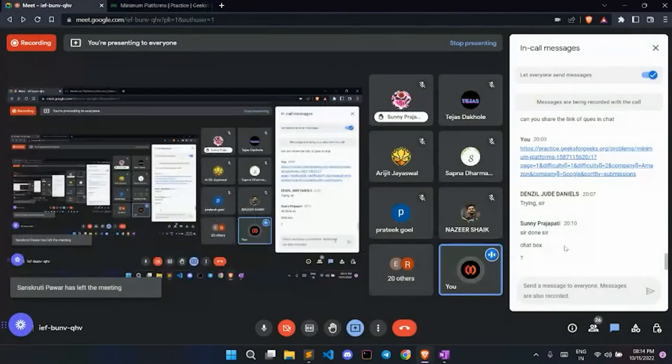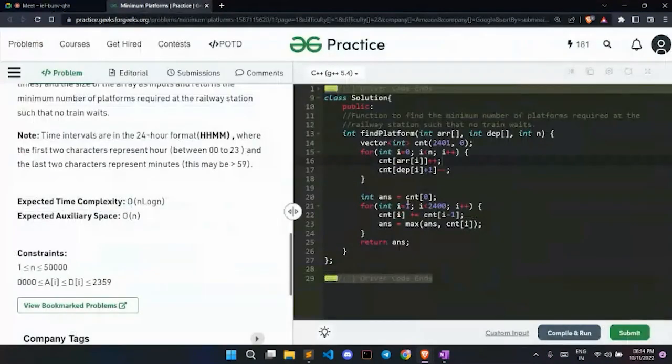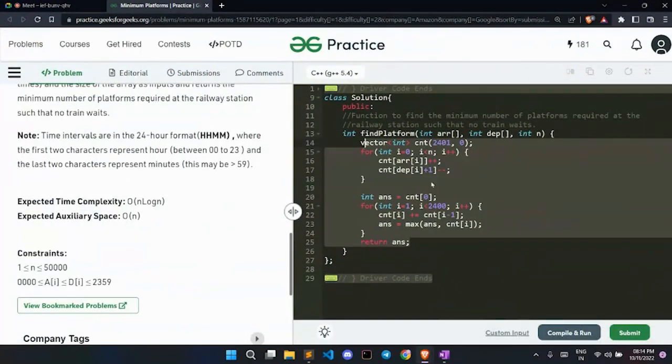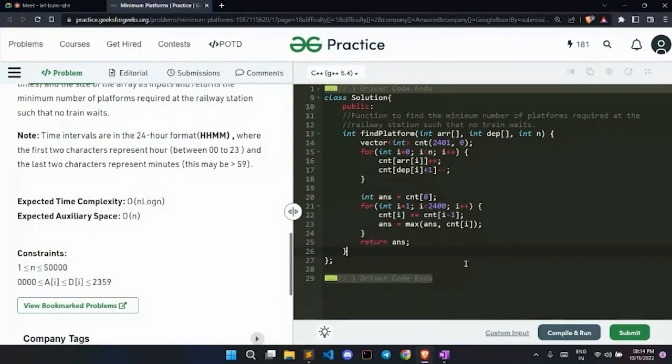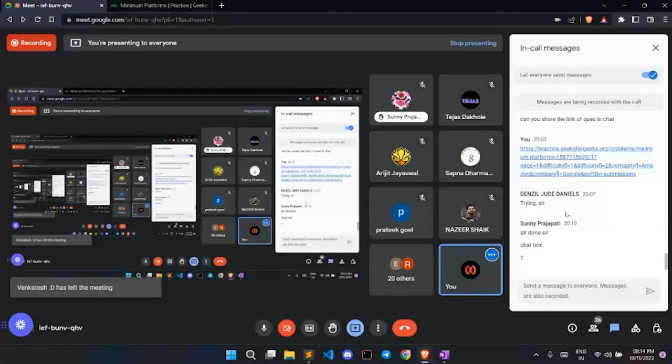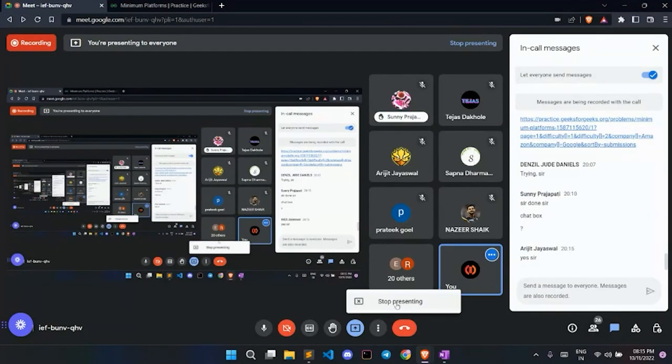So do you guys have any doubt in the coding part? Because this will be the optimized code. You can have the screenshot or whatever you like. Did you guys understand this one? Then you can leave the meet.